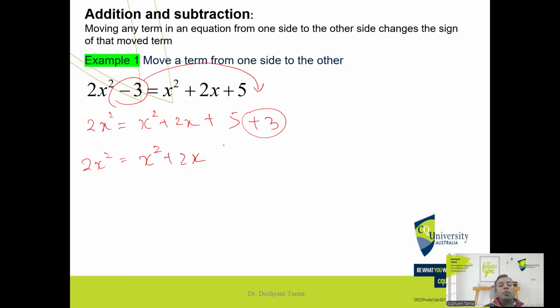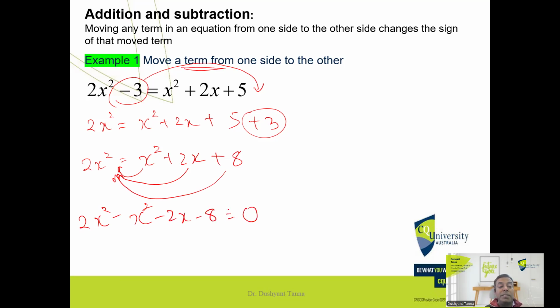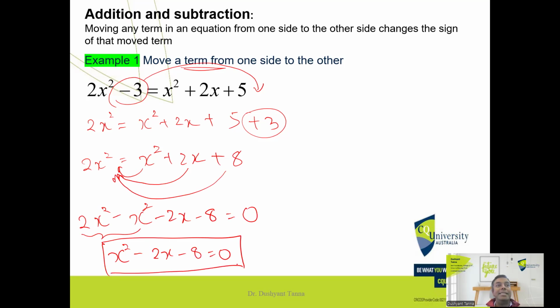x squared plus 2x plus 8, since 5 plus 3 is 8. Okay, now we can move either everything here, or you can move the 2x squared to the other side. So what we do, move everything to the left. It just asks for one term, but we are doing extra. Okay? Nothing on the right-hand side, so it becomes 0. 2x squared minus x squared, and 8 is x squared minus 2x minus 8. And we have learned how to factorize this with the AC method. Yeah, product-sum factor or the AC method, right? Okay.